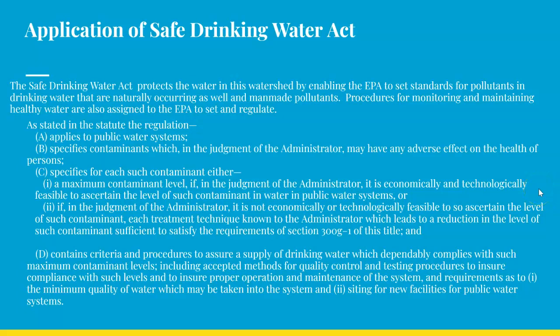The Safe Drinking Water Act protects this water in that it enables the EPA to set standards for the pollutants in the drinking water that are naturally occurring, as well as the man-made pollutants. It also outlines the procedures for monitoring and maintaining the water, so it applies to the public water system. It specifies the contaminants, it also specifies maximum amounts, as well as it determines feasible methods to remediate any sort of contaminant if it goes beyond the limits that are set.